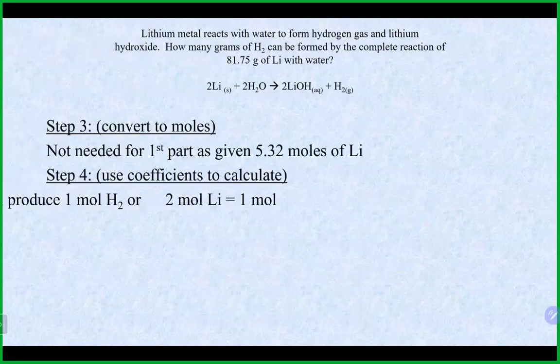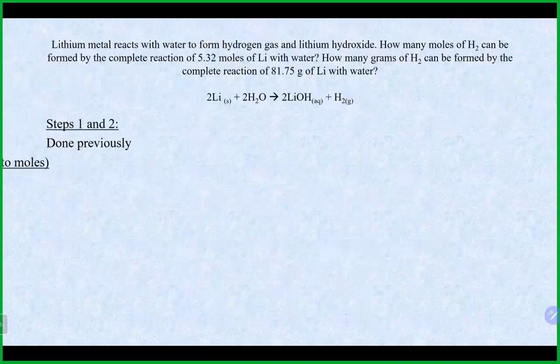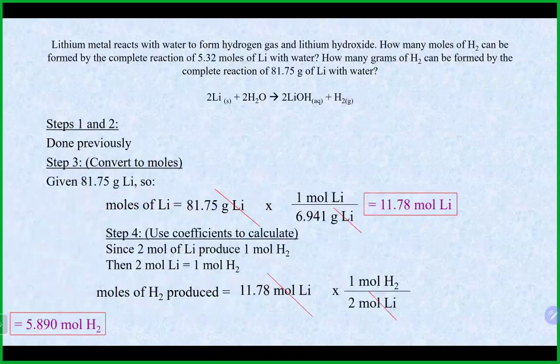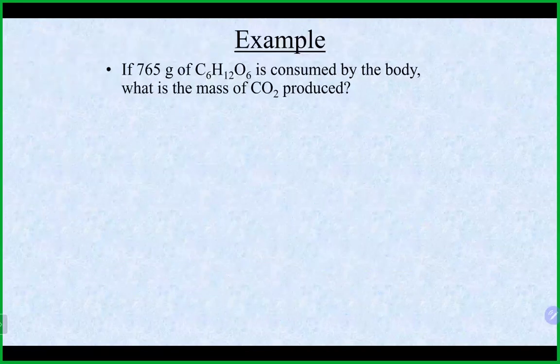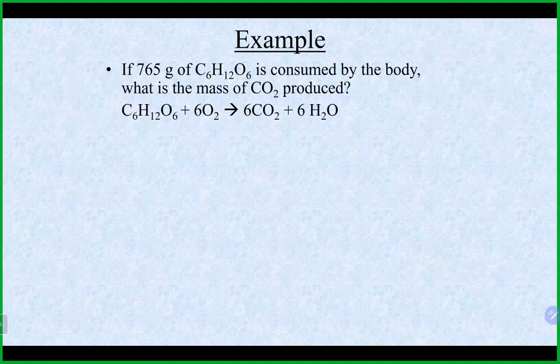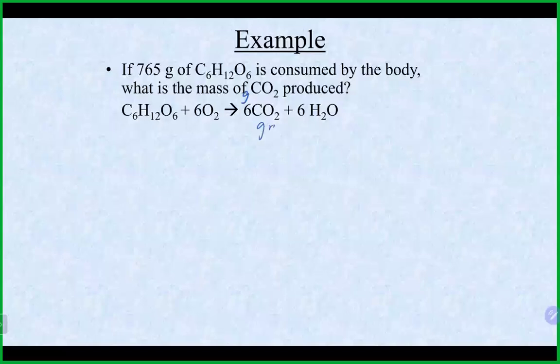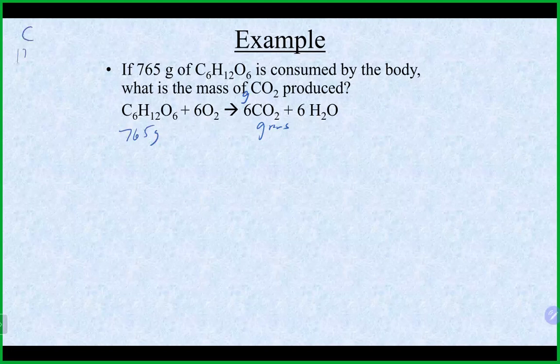All right, let's try another one here. Hopefully they get the same answer. All right, try this one here. If we took 765 grams of C6H12O6, how many grams of CO2 would we produce? So we're looking for grams of CO2, and we're starting with 765 grams of this guy. So carbon 12.01, hydrogen 1.008, oxygen 16 here.